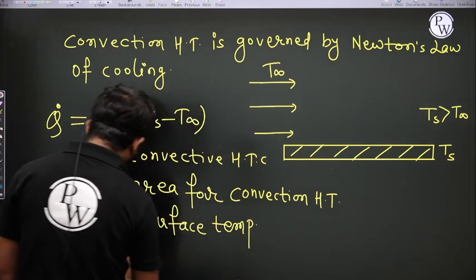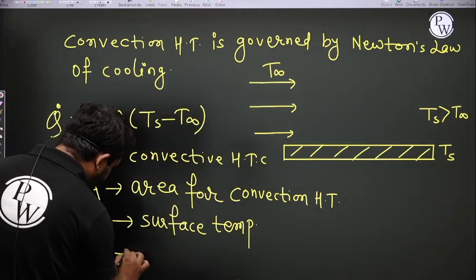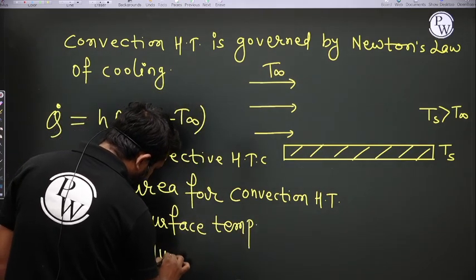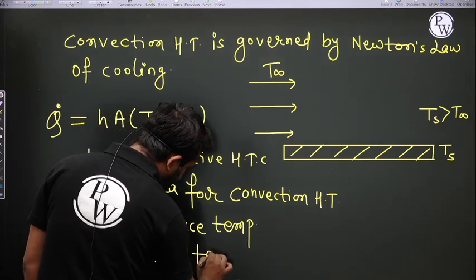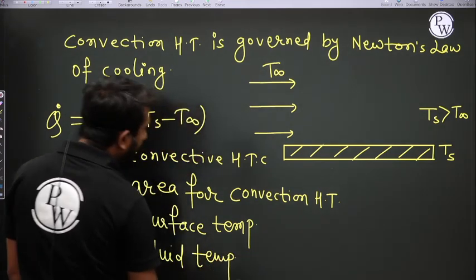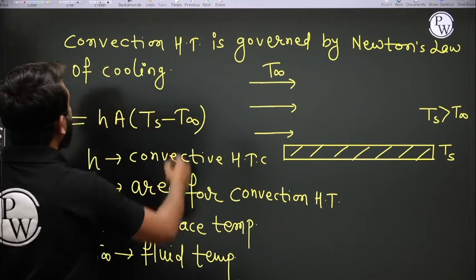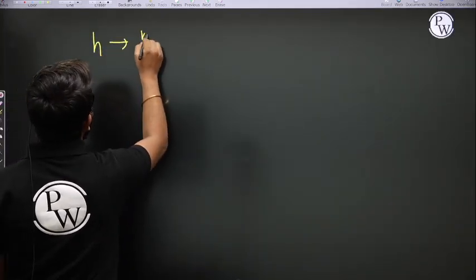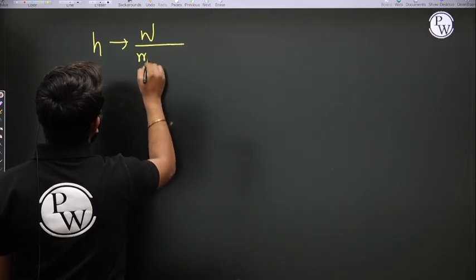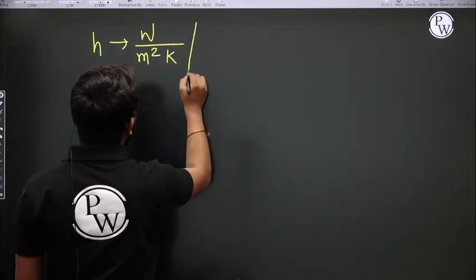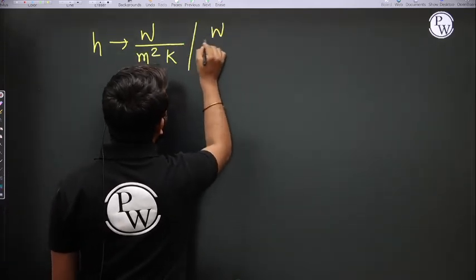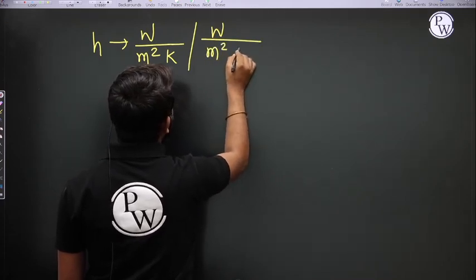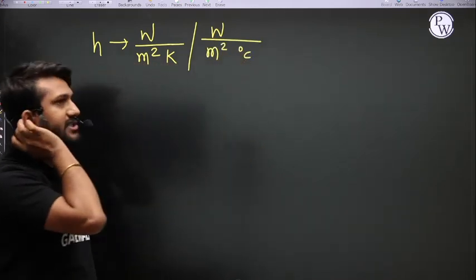And what is T infinity? This T infinity is the fluid temperature. And what is the unit of h? The unit of h is watt per meter square Kelvin, or watt per meter square degree Celsius. We already discussed these units, no?